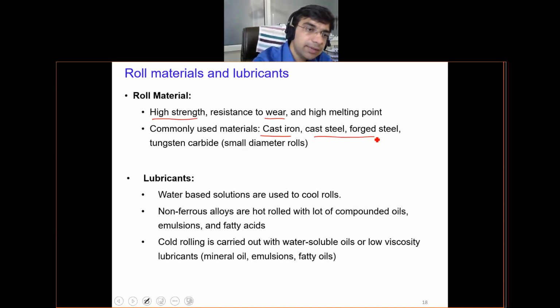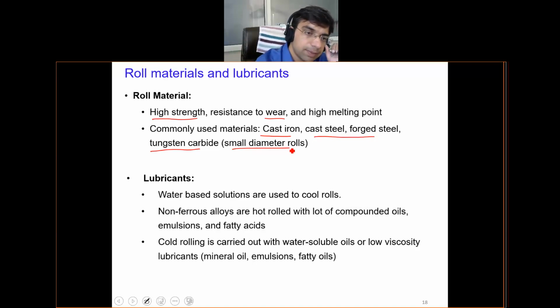Tungsten carbide is a very expensive material, so generally small diameter rolls are used. Small diameter rolls are more popular in hot working processes, where the angle of bite is quite high and the coefficient of friction is also quite high, so the draft values are very high.